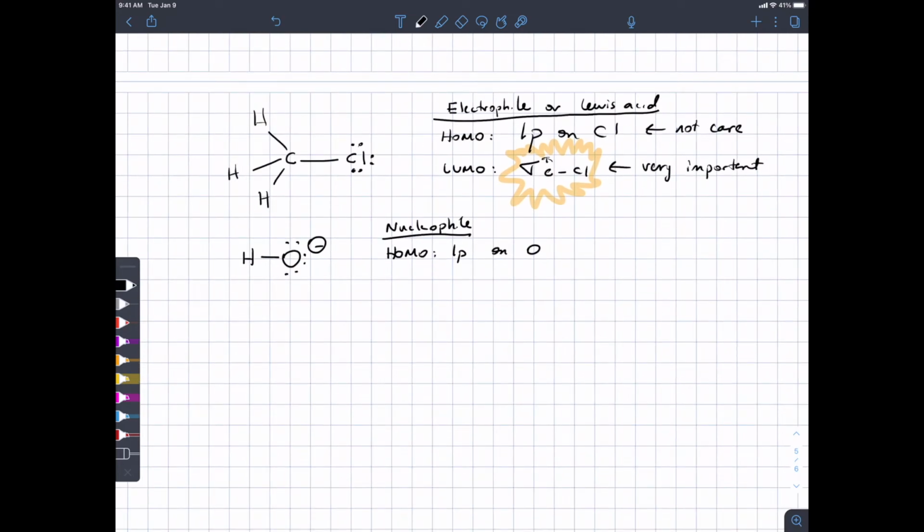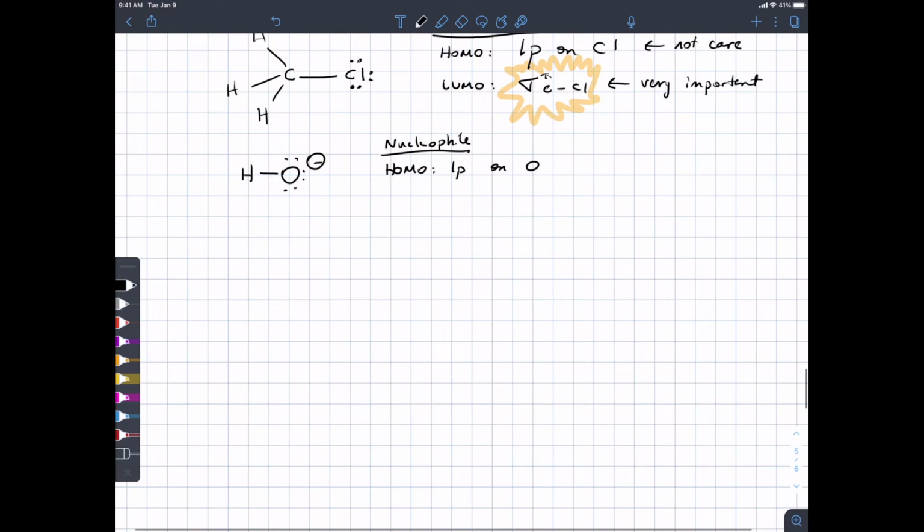Okay, so now we can make a prediction. It's helpful in the early stages to actually draw what the orbitals look like. Let's draw the carbon-chlorine sigma star. The way you draw sigma stars is you put a node in between the two nuclei.